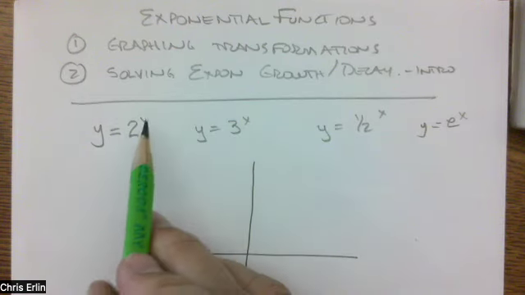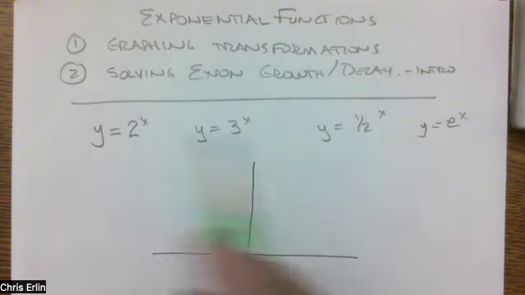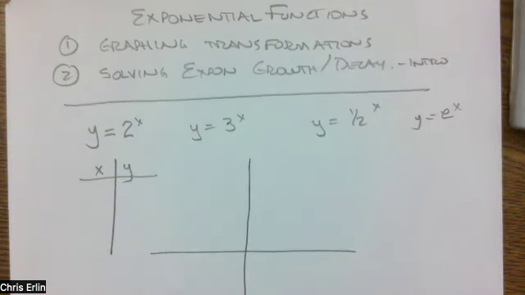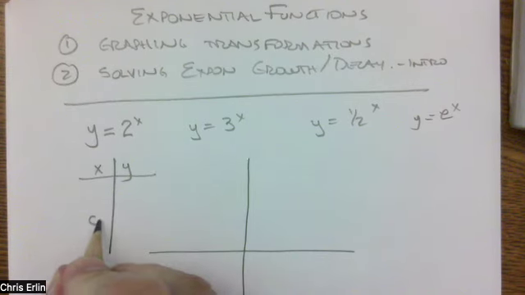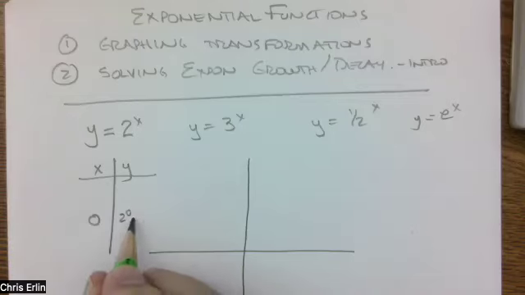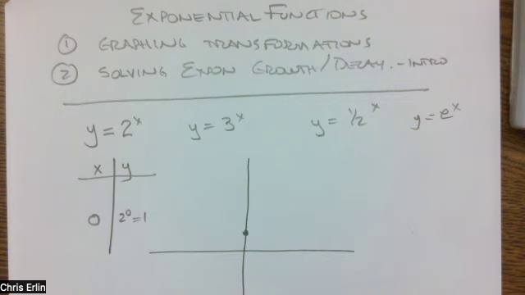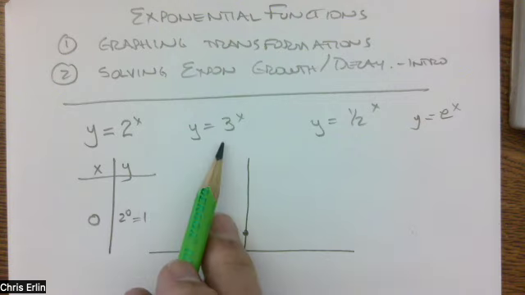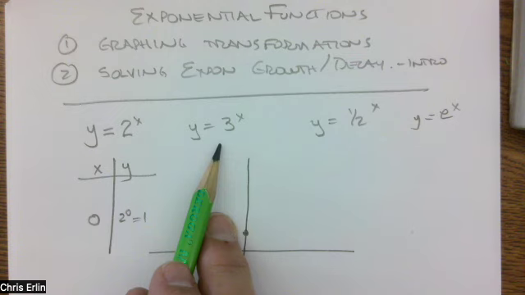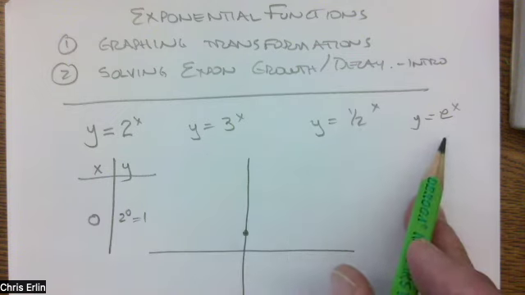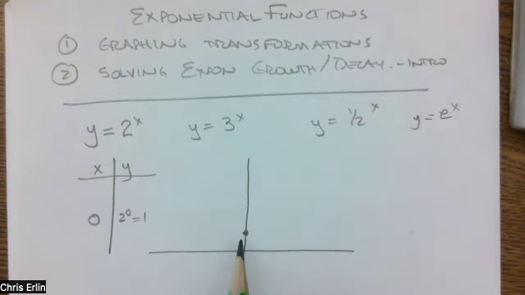If I'm going to graph the parent function, for instance, in this case, y equals 2 to the x, what I'm going to think about is an xy table. And I'm going to start with the easiest one, which is a 0. What is 2 to the 0th? 1. So in other words, I've got the point 0, 1 on my graph. Would that point also exist in this graph? Because 3 to the 0th is also 1. What about 1/2 to the 0th? What about e to the 0th? So this point is a common anchor for all of our parent functions.